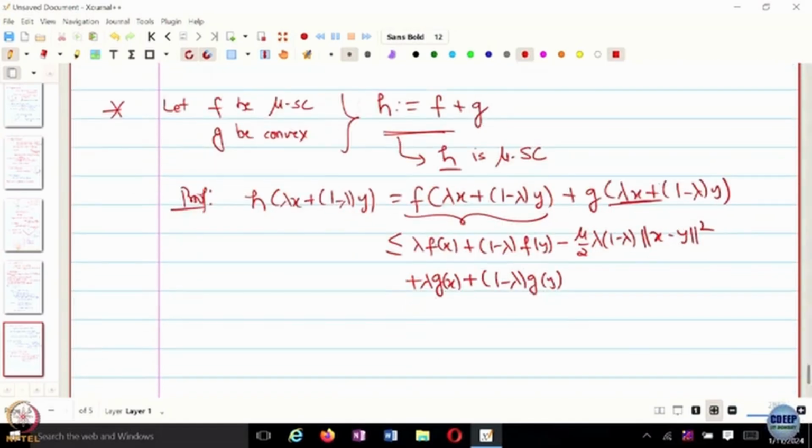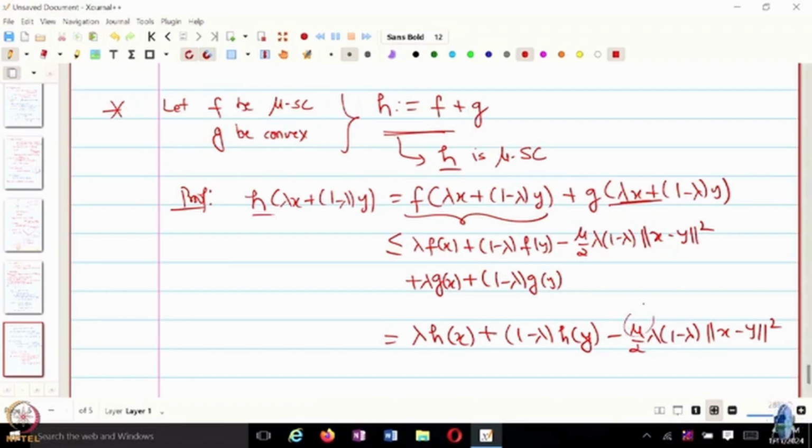Now I can add these functions, lambda f of x plus lambda g of x, which is equal to lambda h of x. So that means your left hand side is less than or equal to lambda h of x plus 1 minus lambda h of y minus mu over 2 lambda 1 minus lambda, and this is the definition of strong convexity for h. So not only is h strongly convex, in fact h is mu strongly convex. Okay, so that completes the proof.